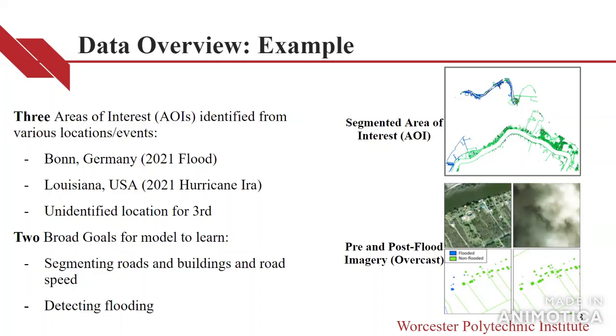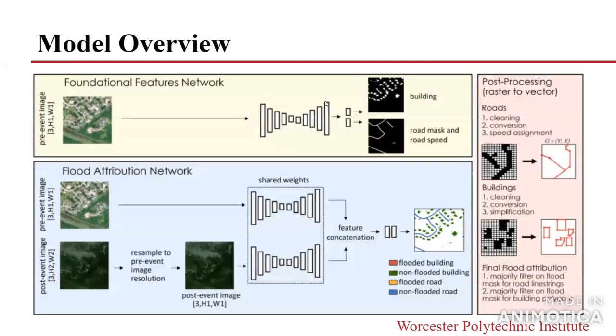There are also 2 broad goals for models to learn: segmenting roads and buildings without any flooding present, as well as detecting the speed of the roadways, and then detecting the presence of flooding. You may now recall that this baseline model is composed of 2 separate models, each handling one of these main goals. The foundational features network is a UNet-style segmentation model with a ResNet34 encoder. This is responsible for segmentation.